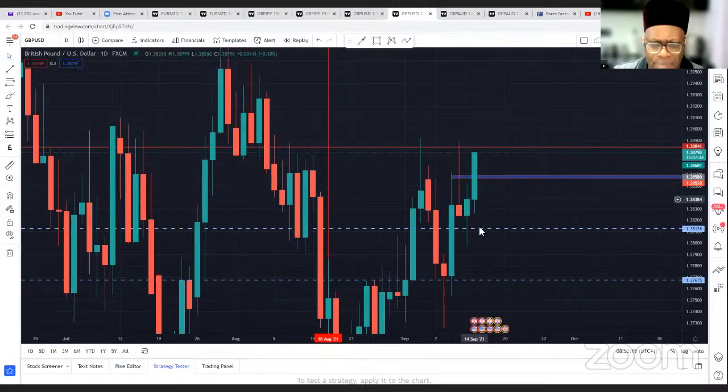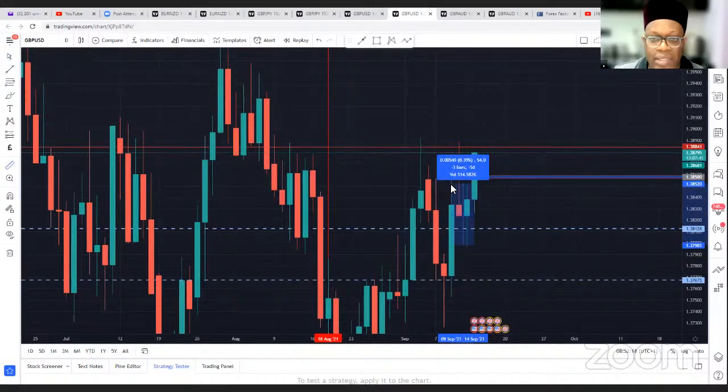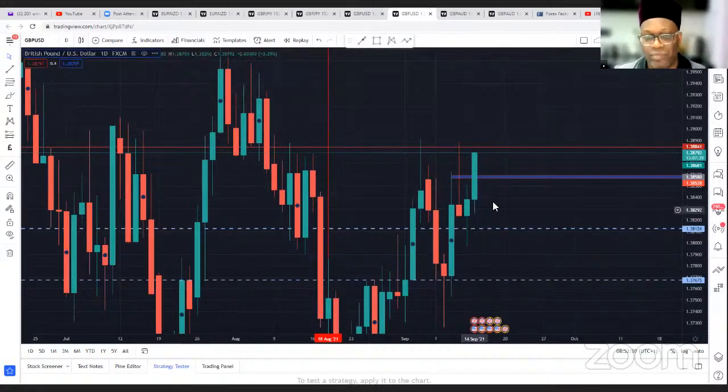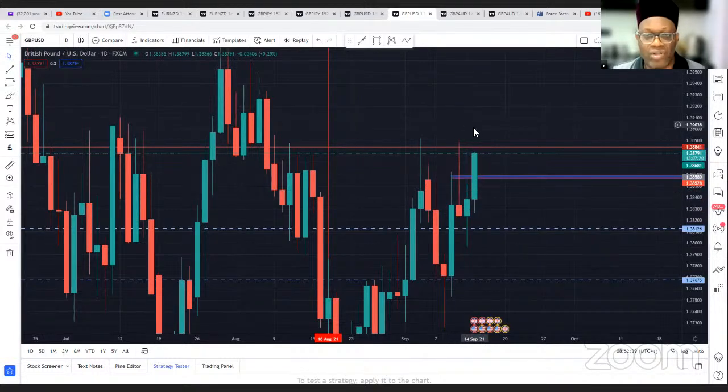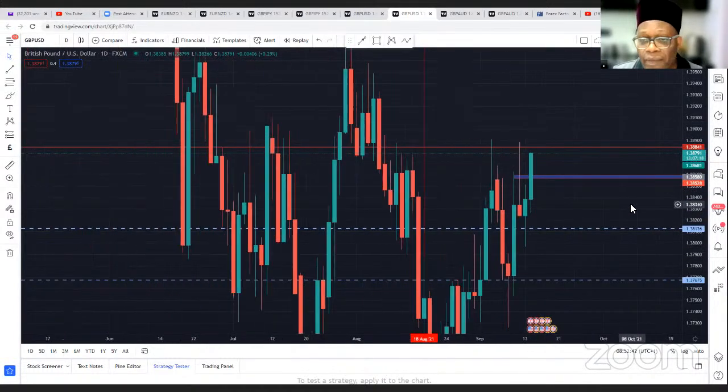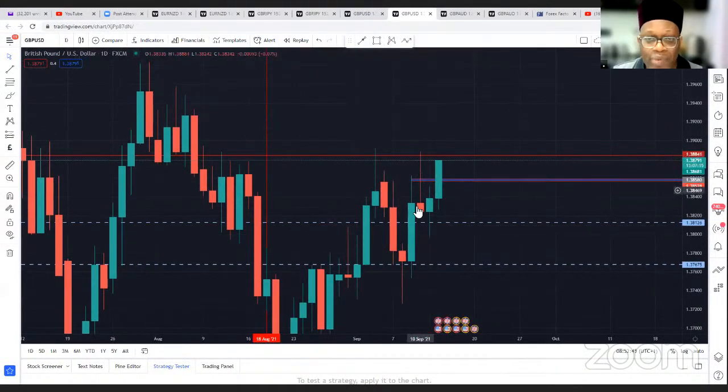Yesterday it did about 50 something pips. The day before, it did over 60 pips. So I believe today is going to do at least 60 pips as well. But mind you, it could then pull back as well, so just be mindful. You can see on this day, it went all the way up, but then came back and finished as a bearish candle.